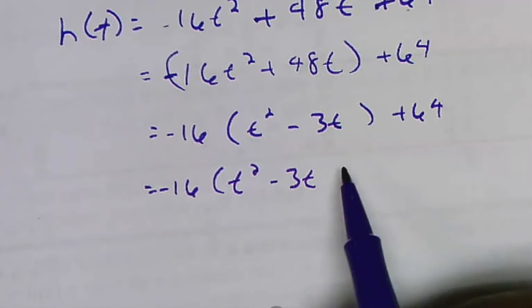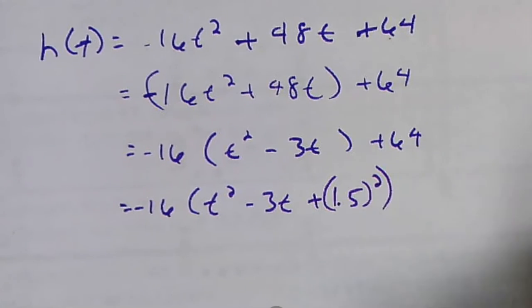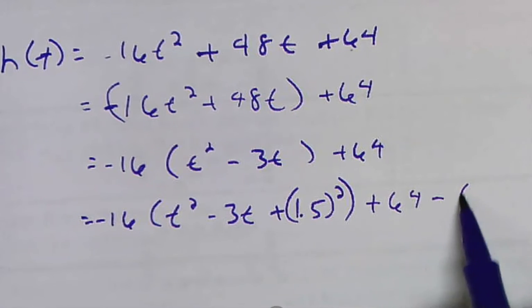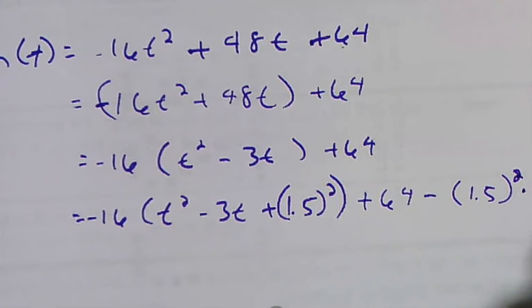Half of 3 is 1.5. So it's a decimal. That's okay. Squared. And you're going to put a plus 64. Then take away 1.5 squared. And that's going to be times negative 16.